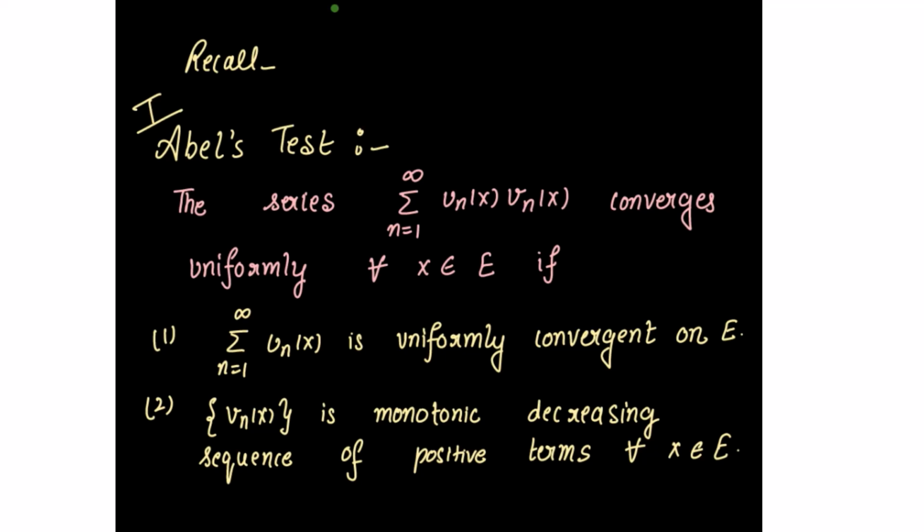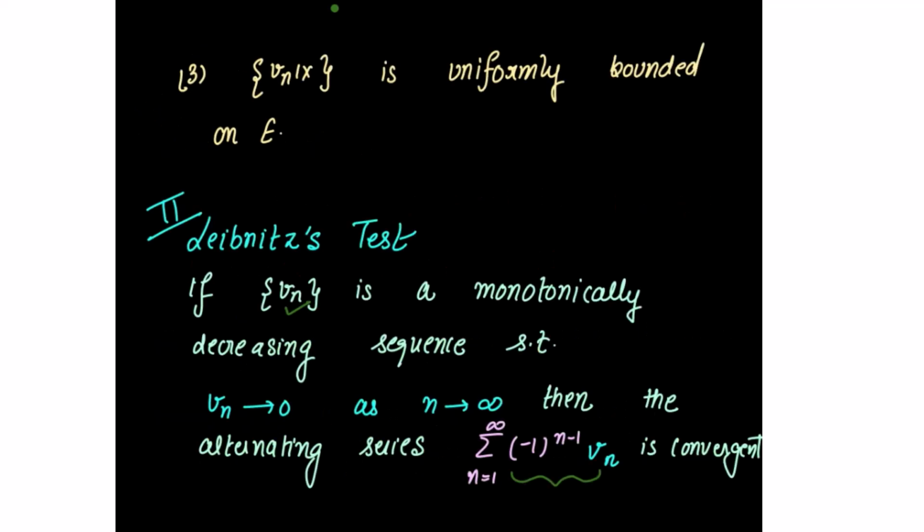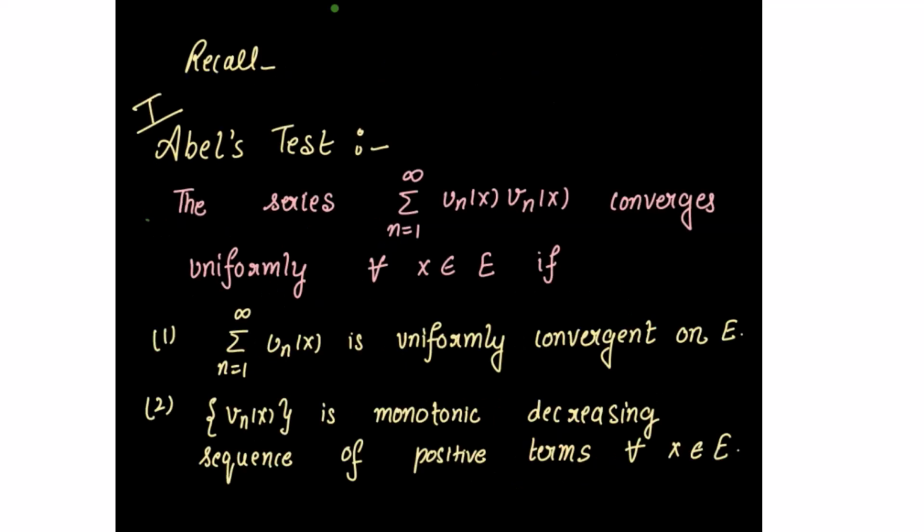The series summation of the product u_n(x) v_n(x) converges uniformly for all x belonging to E if, first, the infinite sum of u_n(x) is uniformly convergent on E. Second, the sequence v_n(x) is a monotonically decreasing sequence of positive terms for all x belonging to E. And third, the sequence v_n(x) is uniformly bounded on E. If these three results are proved, then this series is uniformly convergent by Abel's test.